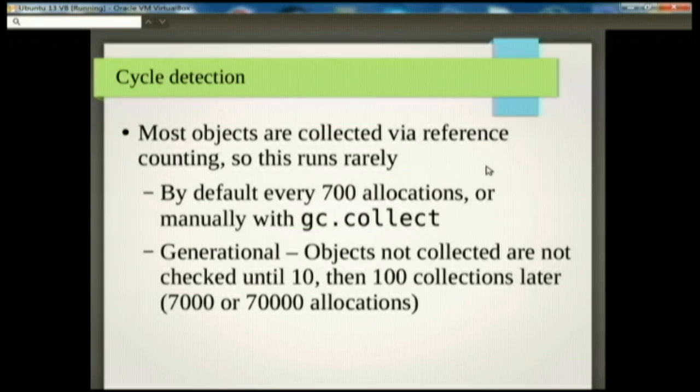So it's got a cycle detection algorithm. It runs rarely, and the default is that every 700 allocations, it will do a run of the cycle detection. Sometimes you'll do it manually. You can do it manually with gc.collect, and it's generational. So let me show what I mean by this.